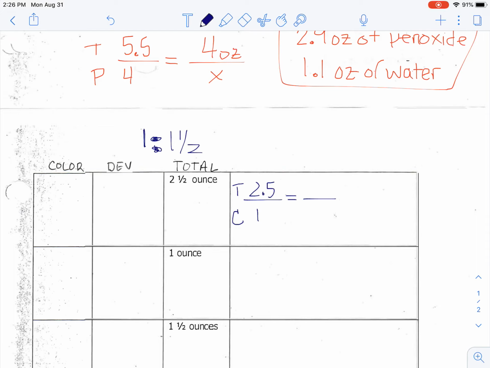One of them is coming from color, because this is color to developer. And we need a total, in this one, we need a total of 2.5 ounces. We cross multiply and divide, and it's going to tell us that we need 1 ounce of color. So if we need 1 ounce of color, it's a simple subtraction to find the developer, because you take your total of 2.5 minus 1 means that we need 1.5 ounces of developer.